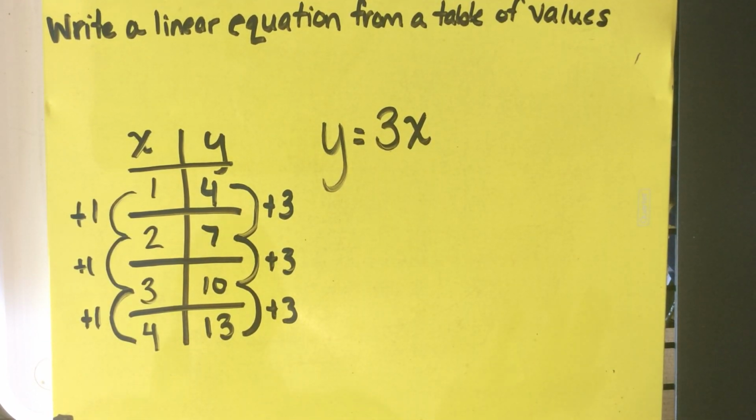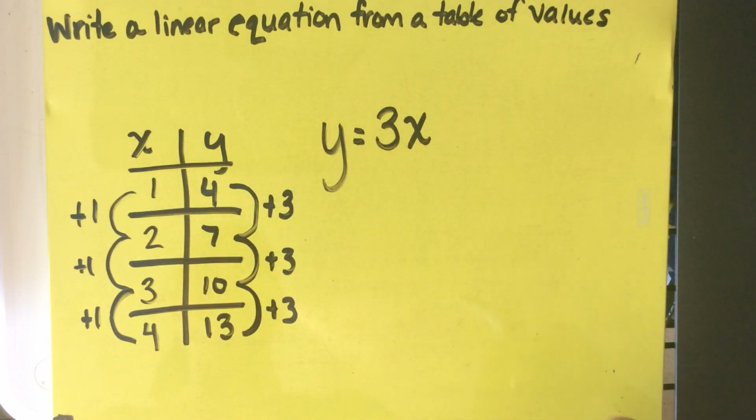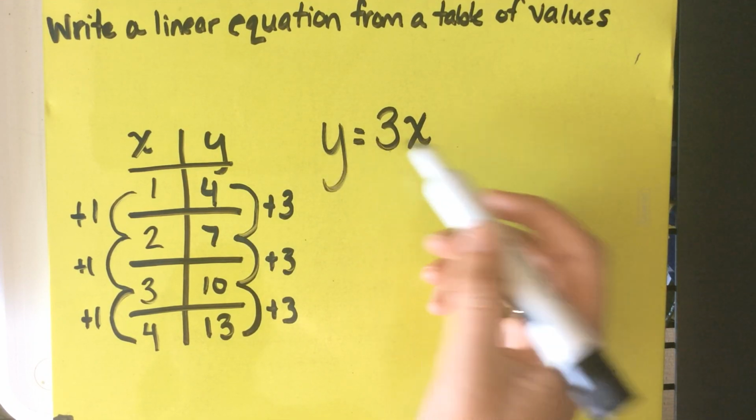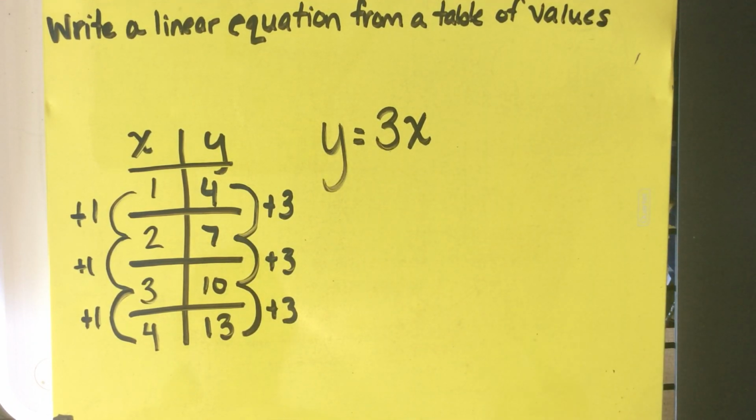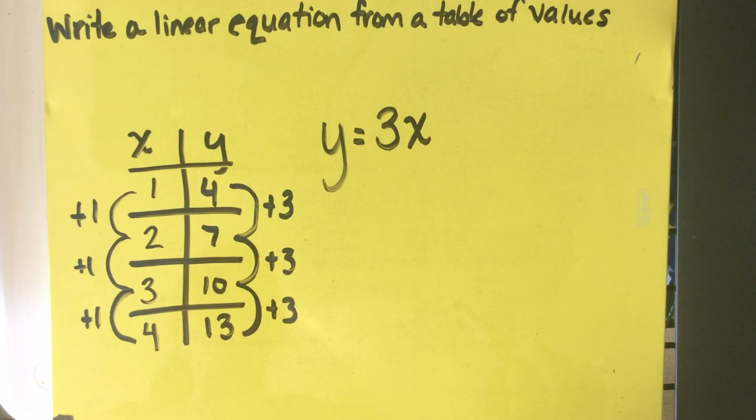So that's where we start with our equation. We start by writing the relationship between the change in y and the change in x. So we've got y equals 3x. Now, our equation is not quite complete, but we need to check and see where we're at. So what we can do, we can take this equation and test it out.